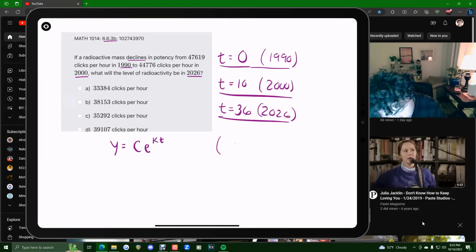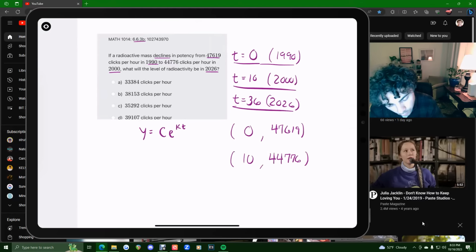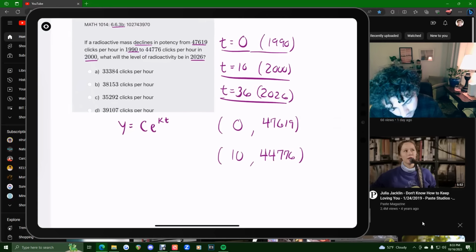We're going to set up two ordered pairs: the year 1990 represented with the t value of 0 and the number of clicks per hour it had in 1990, so there were 47,619 clicks. Then we'll set up another ordered pair with the given information that in the year 2000, or at time 10, we had 44,776 clicks. So with these two ordered pairs, what is this going to give us?